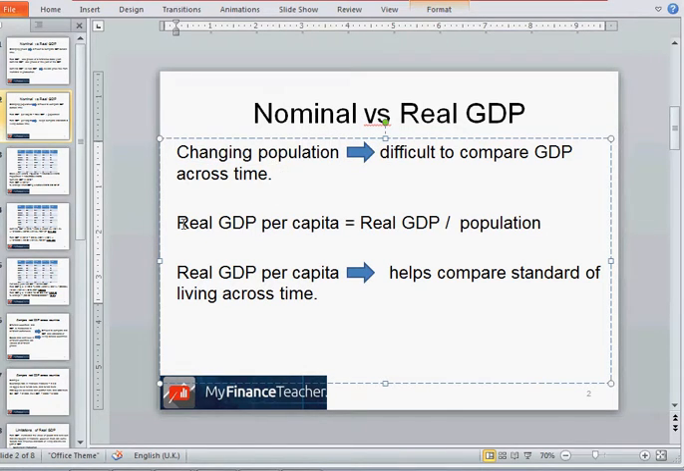In this case, what we might do is calculate real GDP per capita rather than simply real GDP. And real GDP per capita is equal to real GDP divided by population. What it would give us is essentially an average real income per person, which is a little more useful in comparing the standard of living across time.